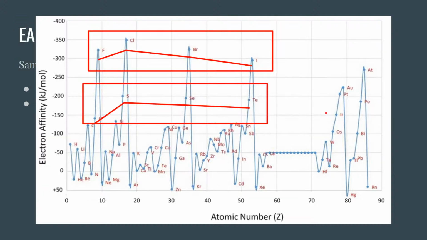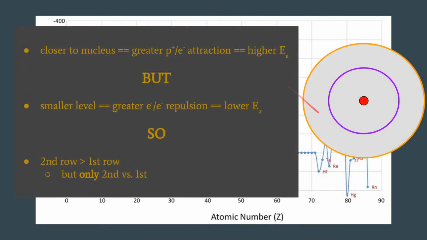It only has the effect of causing the increase in electron affinity when you're going from the first row of a group to the second row of the group. After that, you don't get the bonus from decreased repulsion. It's only because this shell happens to be so small. So you only see this effect when you're looking at the second row versus the first row. Always, only, ever.